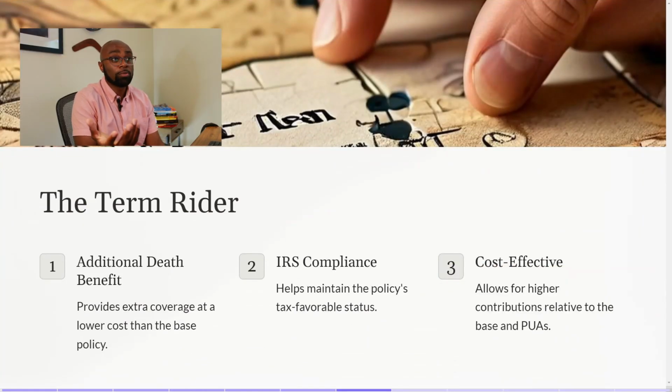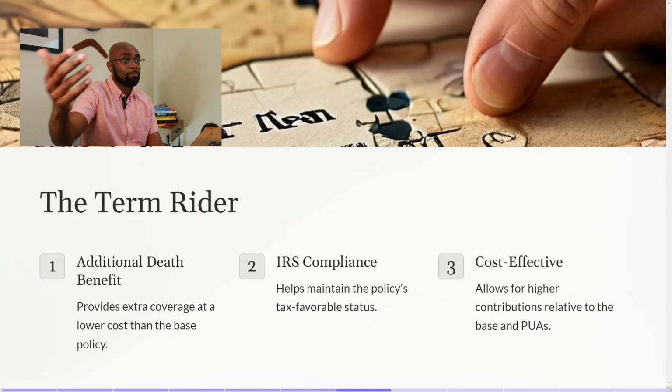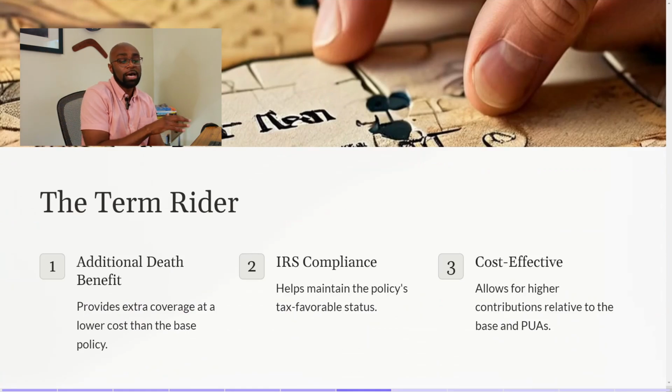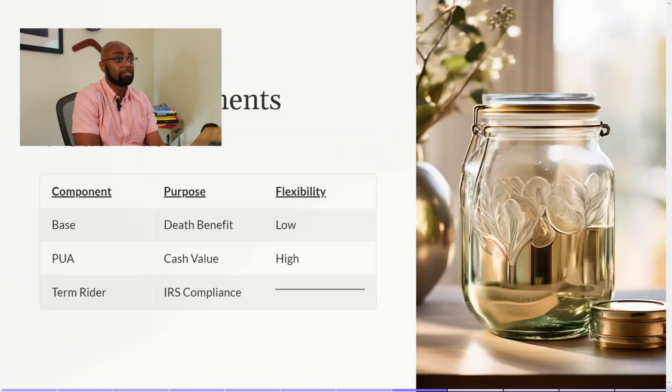And lastly, we have the term rider. This is adding an extra death benefit at a very low cost to justify the amount of contributions we're making relative to the base and PUAs. It's essentially a required cost to meet IRS rules in order to maintain tax favorable status of your cash value. The rule I'm referring to here is the MEC, or modified endowment contract. This would result in your cash value being taxed more like a 401k or an IRA, because the policy would no longer fit the definition of life insurance. So in some cases this is going to need to be added, and I would even say in a lot of cases with folks who really want to enhance the amount of cash value that they have.